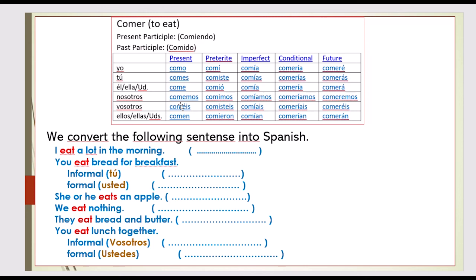Another example is comer. Comer is to eat, and this verb ends with ER. We also drop the ER and then add O for yo, add AS or ES for tú, and E for él, ella, and usted. It's the same thing for forming the sentence, a little bit similar to the last two exercises. In the next lesson, I will show you the answers and we'll come to another example with other irregular words.